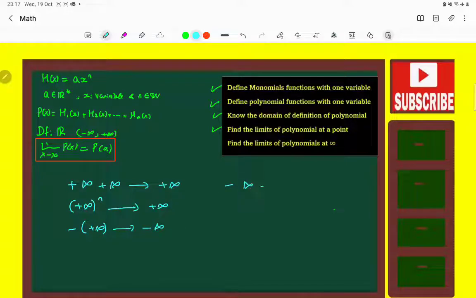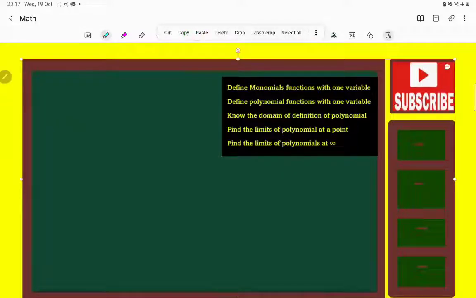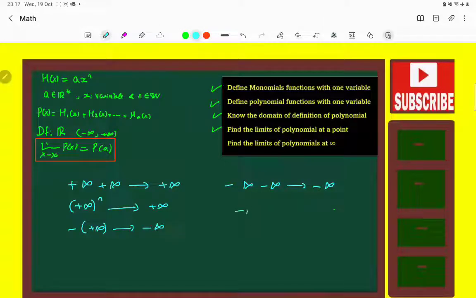Similarly, if I have negative infinity, this will go to negative infinity. But if I have negative infinity with a power, here I need to distinguish between two cases. If the power is even, then this will give plus infinity, so same as real numbers. While if the power is odd, this will go to negative infinity.